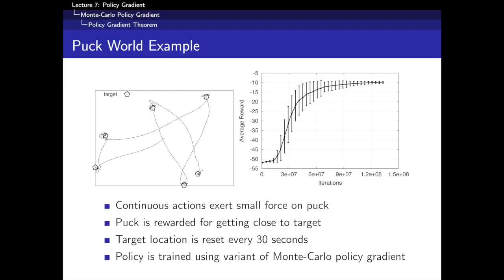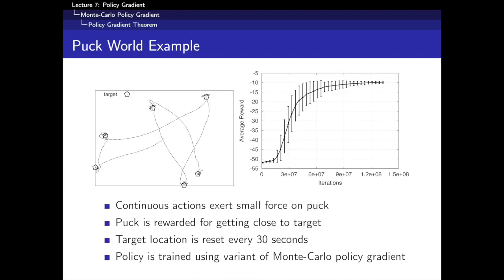It gets a reward when it gets close to the target, and it's reset every 30 seconds. Then you just run trajectories, and you use this Monte-Carlo policy gradient, and you update in the direction of those returns. So you measure your return, you go back over it, and you adjust your policy a little bit in the direction that gets you more of those returns, and then you see how this works.